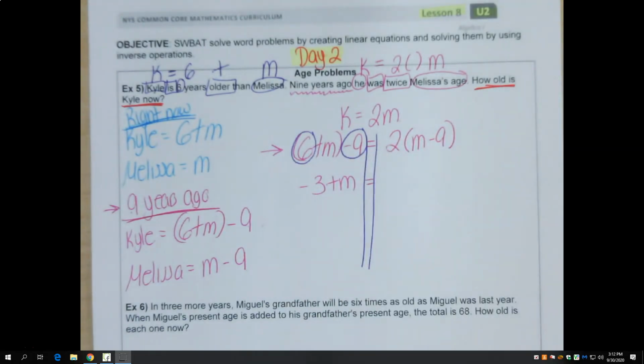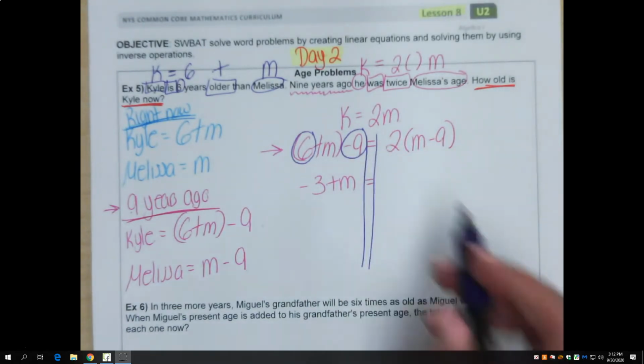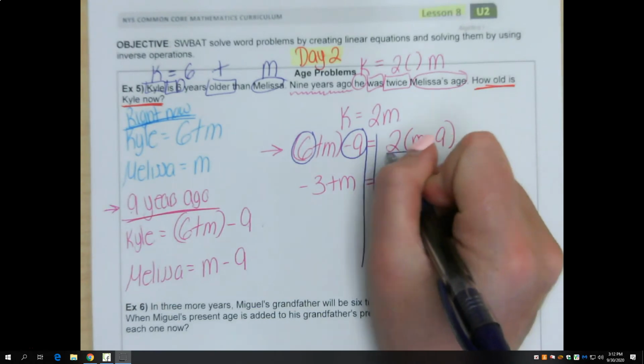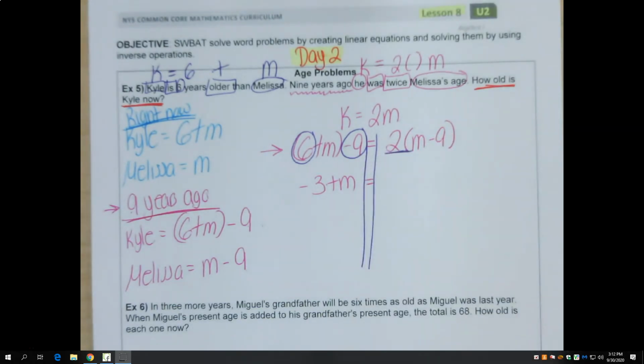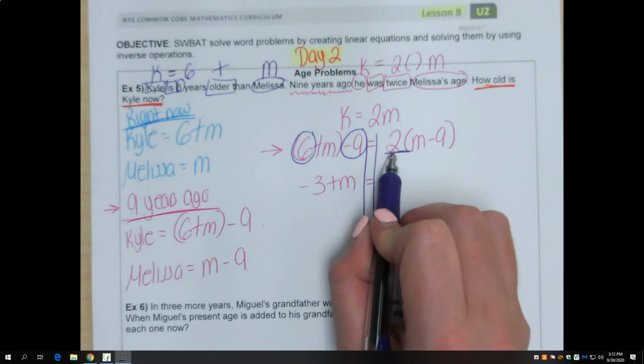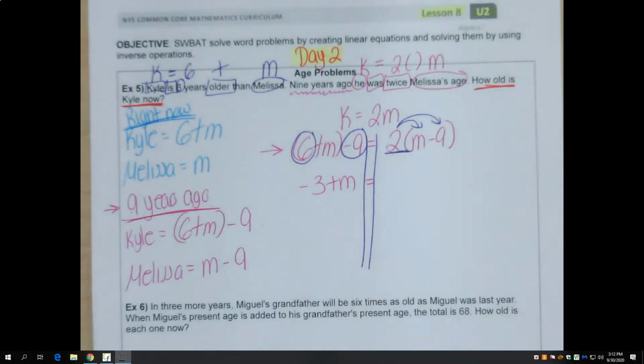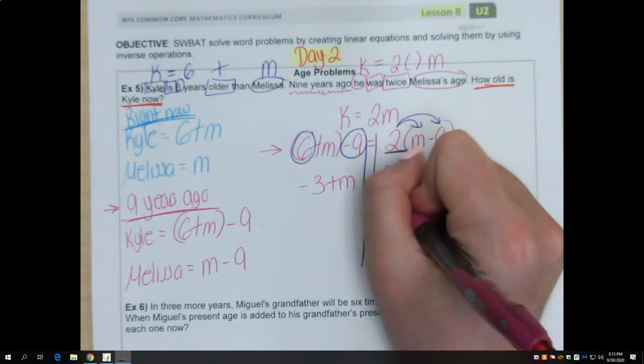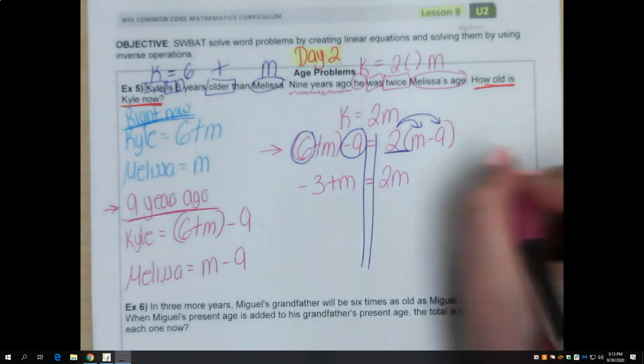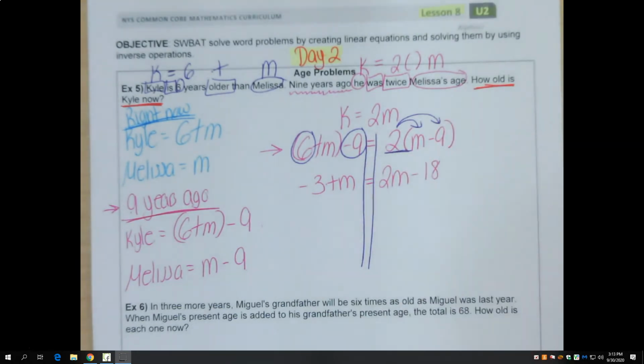On the right-hand side, again, I'm seeing parentheses, and I know parentheses tell me to multiply or distribute. This one's different because there's a 2 out front. 2 will definitely change these numbers inside the parentheses. So I'm going to multiply the 2. 2 times m is 2m. 2 times negative 9 is negative 18. Okay, and now I just combine my like terms on opposite sides to continue solving through.